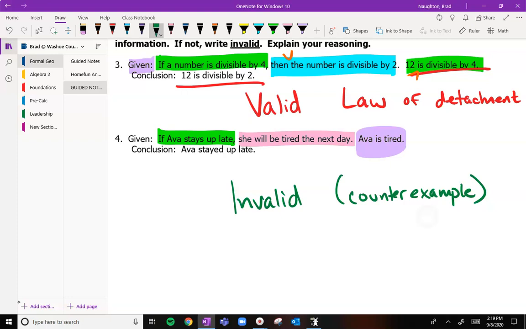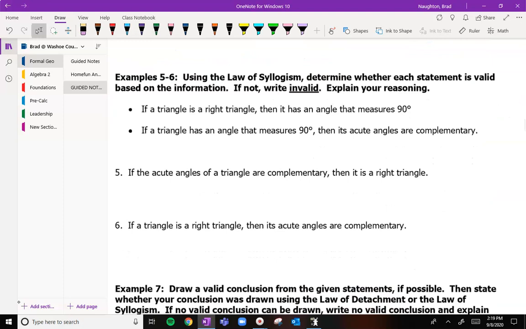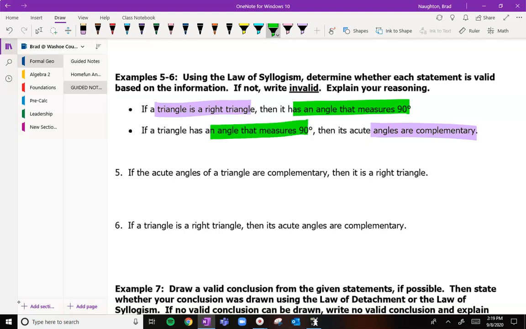Alrighty, so now let's go ahead. We've done some detachment here. Let's really dive into some syllogism here with the same sort of idea. For 5 and 6, let's see if we can make this a true statement based on what they have. So if it's a right angle, then it measures up to 90. If it measures up to 90, then it's complementary. That sounds like we are trying to make this connector. The connector often has the same words in there. Okay? And I'm trying to connect this part at the front, a right triangle, to complementary.